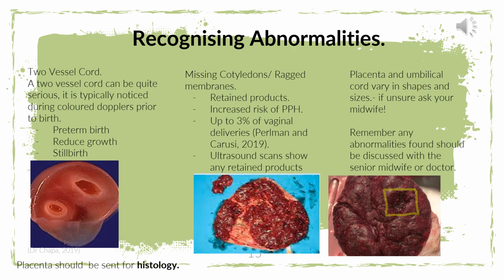You may also come across missing lobes or cotyledons, as discussed before. This occurs in up to 3% of vaginal deliveries, but can also occur in cesareans as well. Remember, retained products can mean that the uterus may not contract as effectively as it should and cause bleeding or infection. Remember, placentas vary in different shapes and sizes, so if you are unsure, make sure to ask your senior midwife or a doctor to see if your findings are okay. Any abnormality that you find, it's important that you tell the families what you found and what the next plan is.